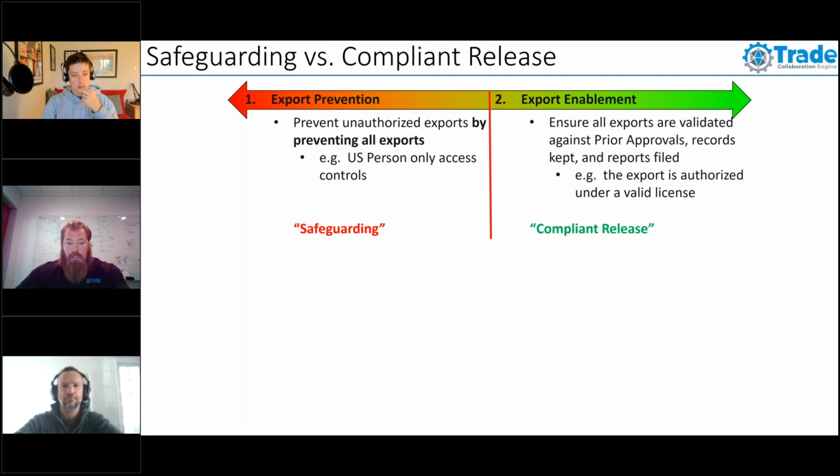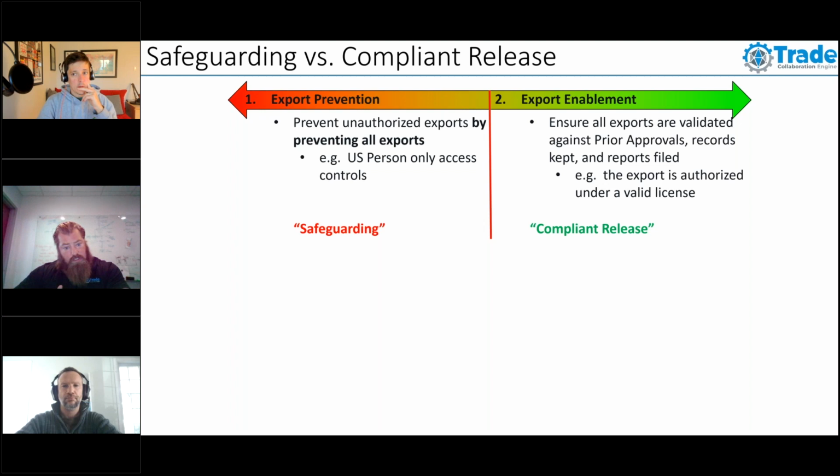Now, with most of the security folks focused on safeguarding, they typically have a very coarse grained approach, right, to safeguarding. They may be tagging data as restricted or something like that, and using that coarse grained tag to lock the data down. But when we're doing compliant release, right?